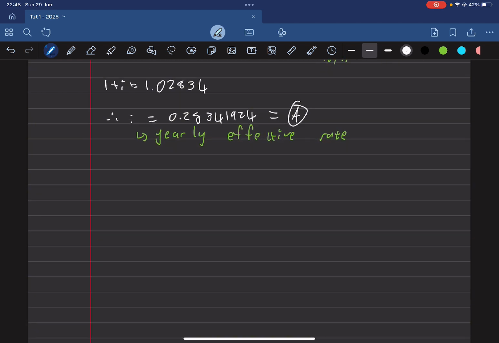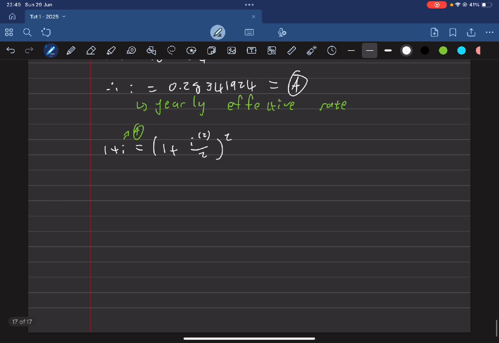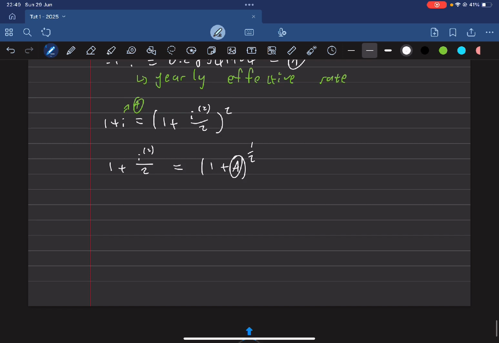So the way we do it is we're going to use our formula. So 1 plus I is equal to 1 plus I 2, because it's compounded twice a year, over n, which is 2, to the power of 2. Okay. And we know that this I is like A, which works out over here. So we're going to sub that in. So I'm going to do square root of both sides, or raise both sides to the half. So you're going to get 1 plus I 2 over 2 equals 1 plus A to the half.